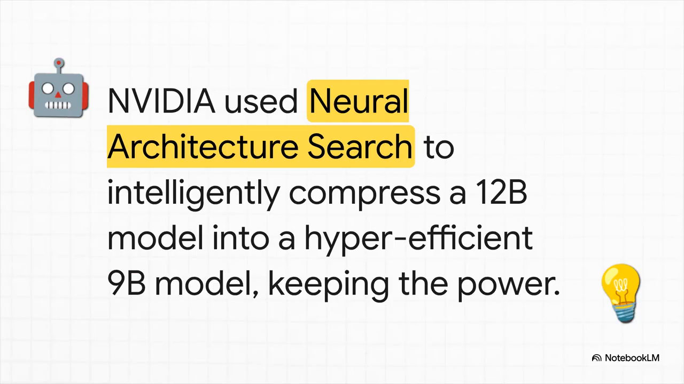And that 92 to 8 split, they didn't just guess that. Nvidia used a wild technique called neural architecture search, where they essentially had another AI run countless experiments to find the perfect design. They started with a big 12 billion parameter model and had the AI intelligently shrink it down to a hyper-efficient 9 billion parameter model that kept the smarts but ditched the waste.